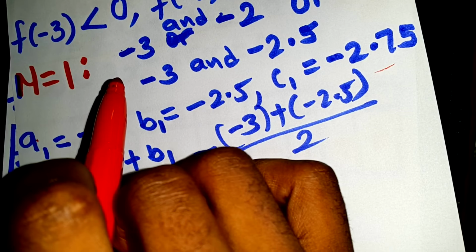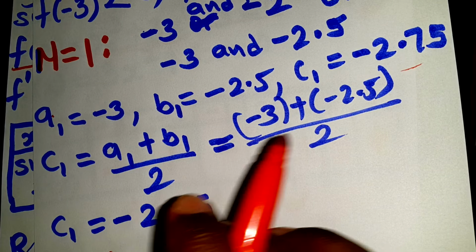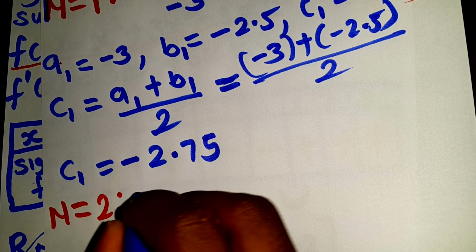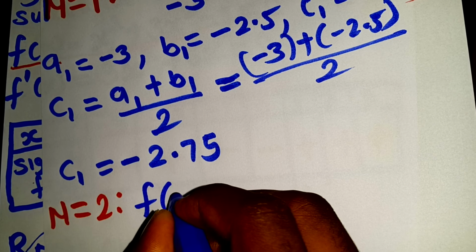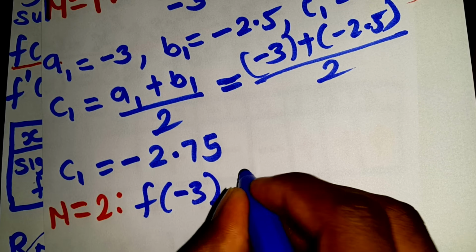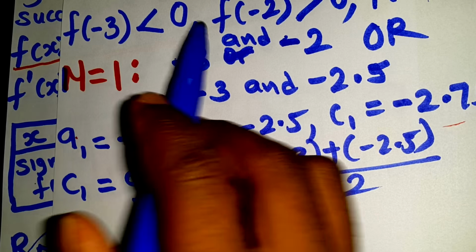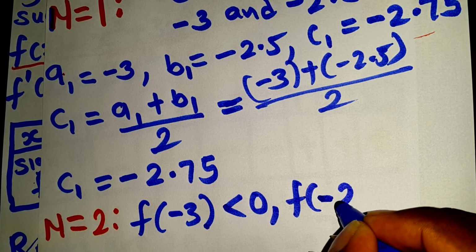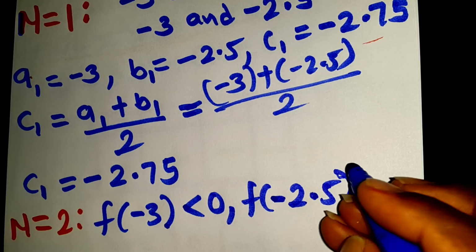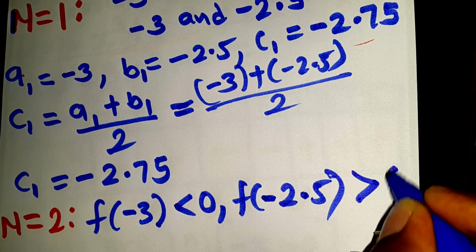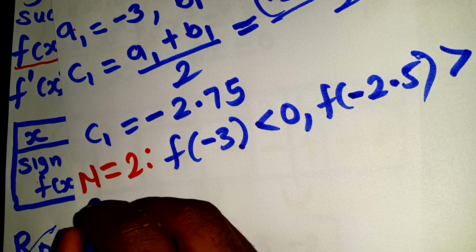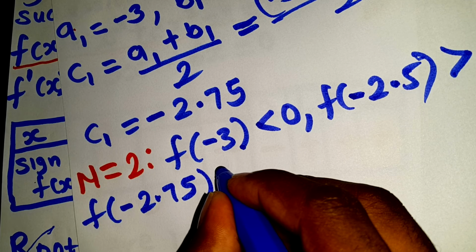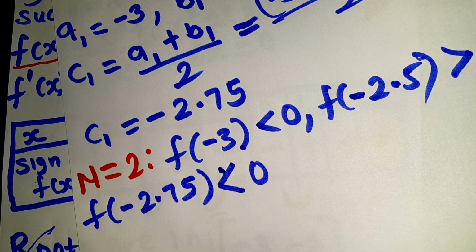So by putting that, we have... I'm running out of time, I just have to hurry up. So if we put f of minus 3, we already know that it is negative from our previous iteration. Then if you put f of minus 2.5, it will be positive. And if you put minus 2.75 into the function as well, it will be less than 0. It will be negative.